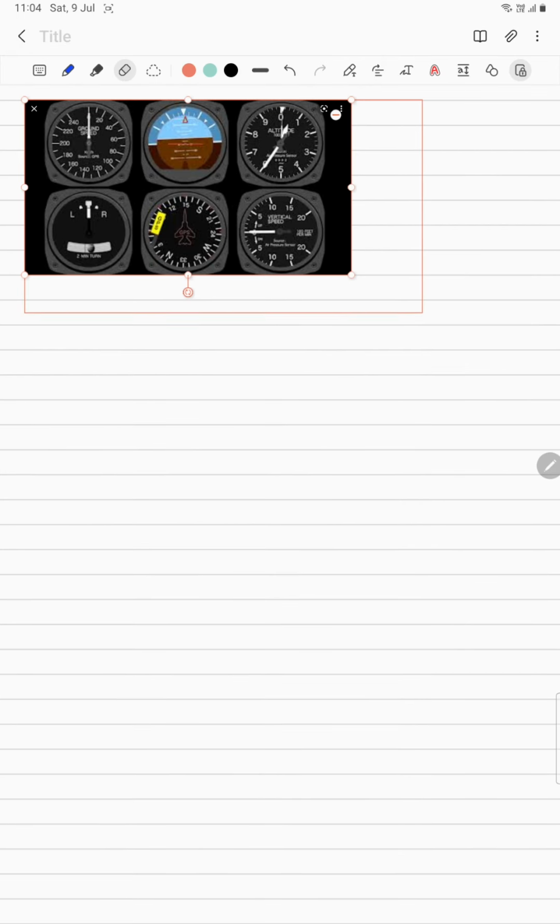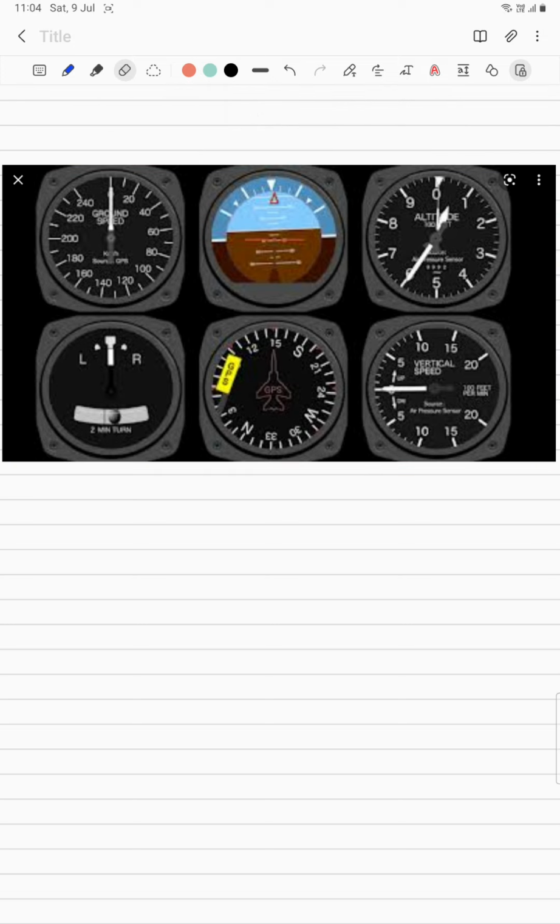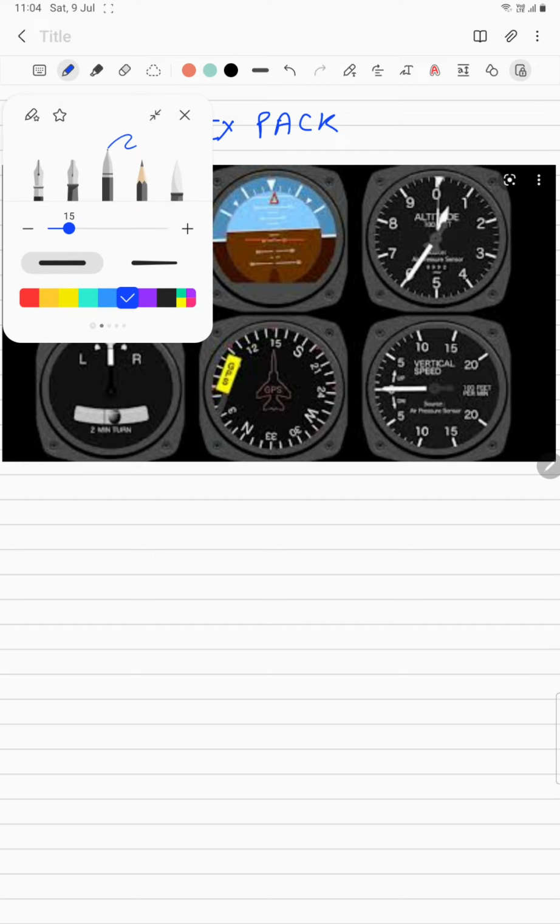So guys, see, in this picture you can see there are six instruments. These are the six basic instruments which are required to fly an aircraft. These instruments are known as the six pack because they are six in number. So now guys, let us talk about all the instruments one by one.